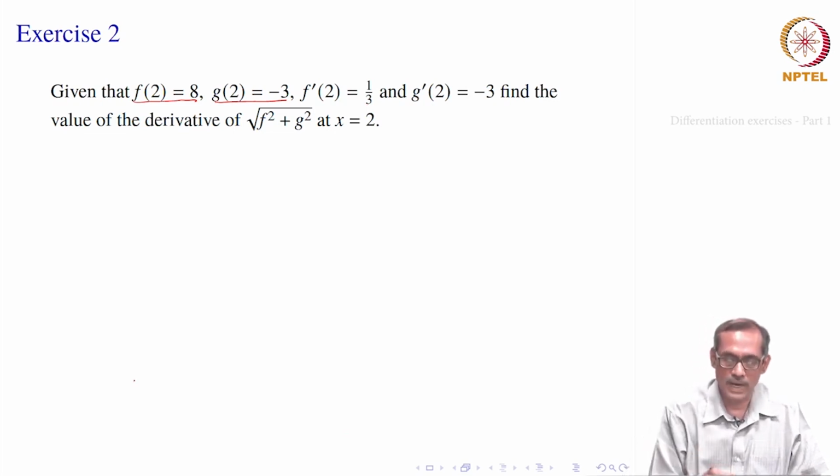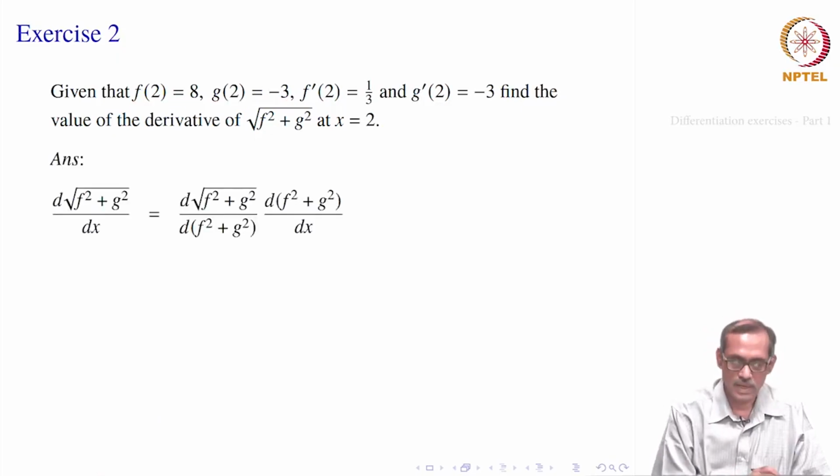So, we are required to find the value of the derivative of square root of f square plus g square at x equal to 2. So, all that we have to do is differentiate this and express that in terms of f prime, g prime, f, g if possible, because everything is at 2 only, then that should give us the answer. Okay.